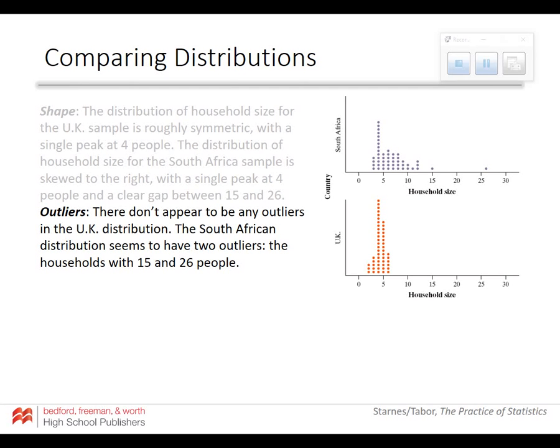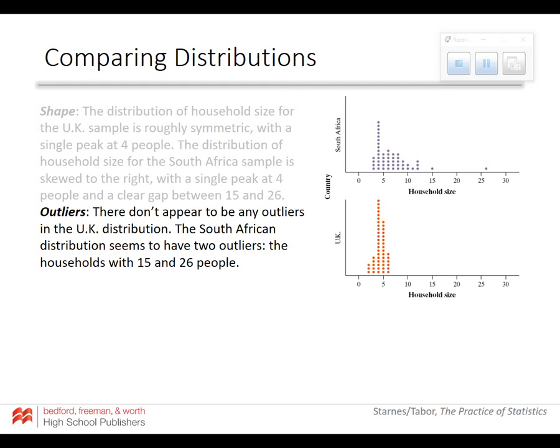For outliers, there don't appear to be any outliers in the UK distribution. The South African distribution seems to have 2 outliers. The households with 15 and 26 people. That makes sense? So outliers is where we talk about any gaps we see or unusual features, outliers, that sort of thing.